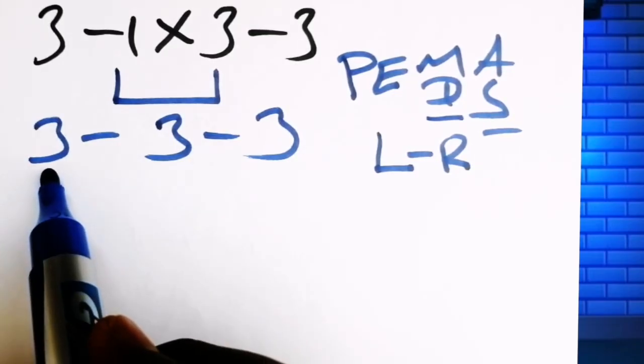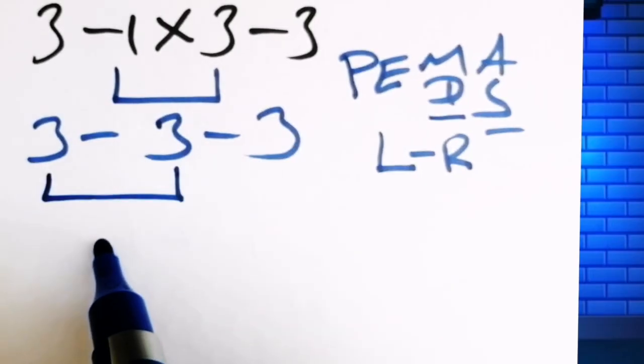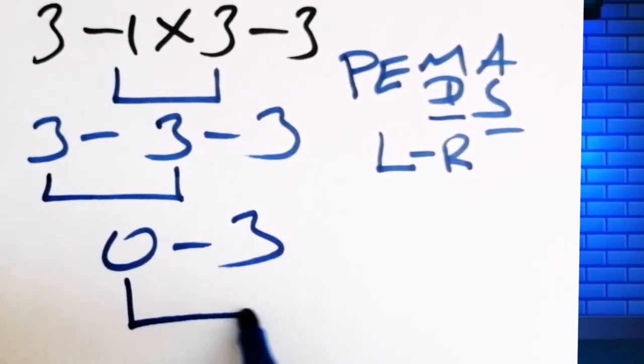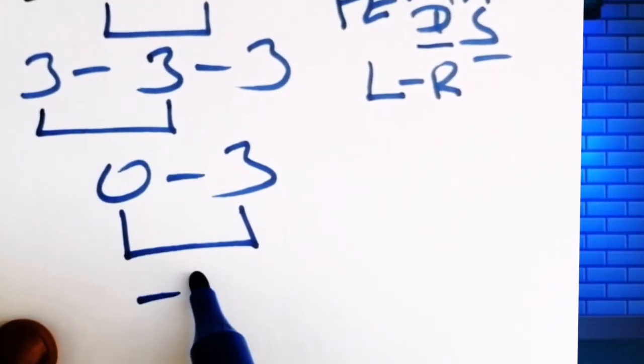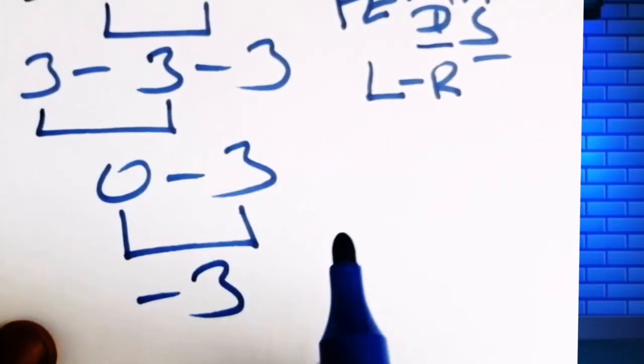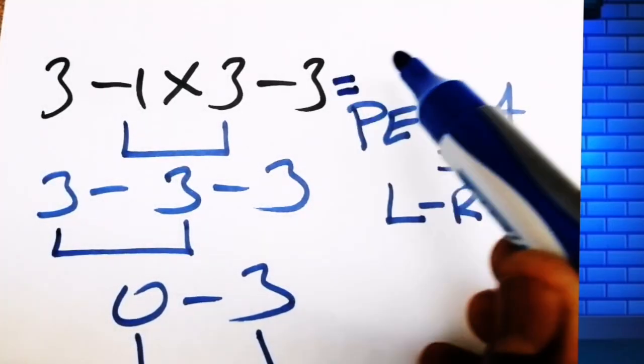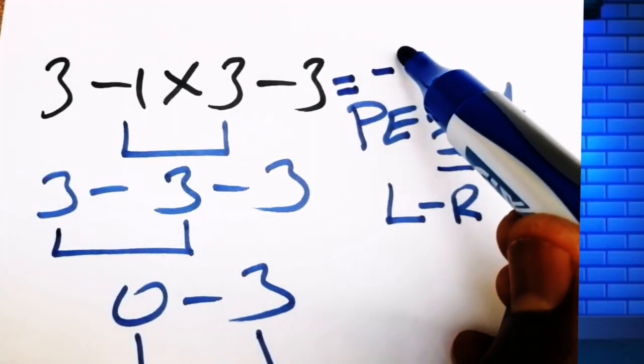Therefore, we have to subtract first this one. 3 minus 3 is 0, then minus 3. Okay, then 0 minus 3 is just equal to negative 3. This is the final answer of this problem. Okay, therefore, our correct answer is negative 3.